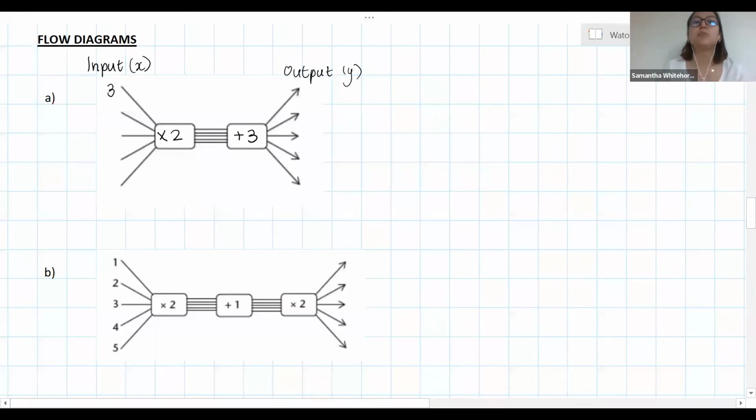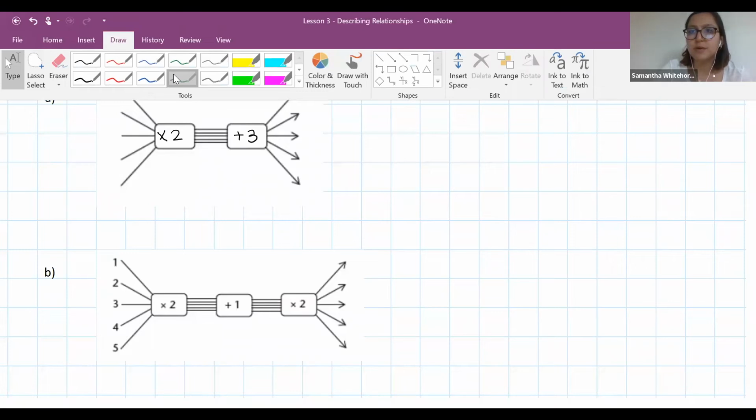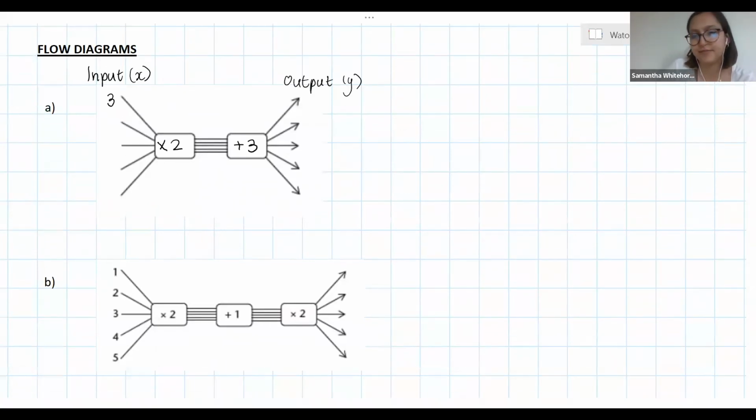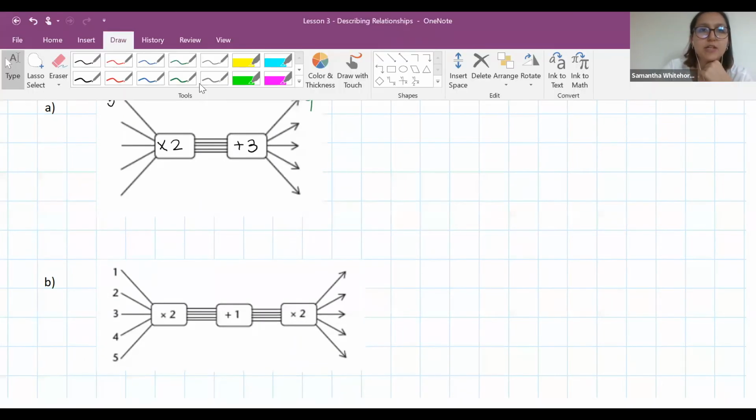Who wants to tell me what the corresponding output would be after we've performed these 2 operations to the input? You can raise your hand or put it in the chat. Spiwe, what do you think? I think 3 times 2 is equals to 6. And 6 plus 3 is equals to 9. Excellent. Well done. So our output here is 9, and Spiwe has explained all of those operations, so hopefully we're all on the same page.